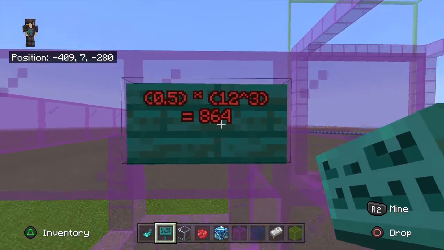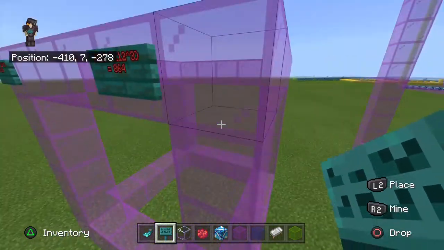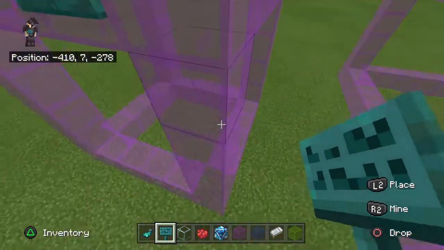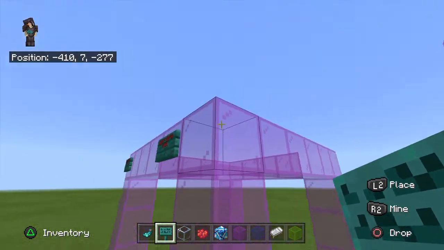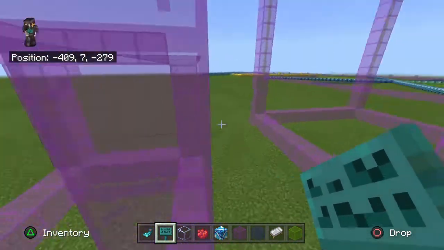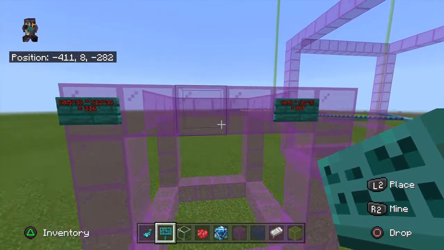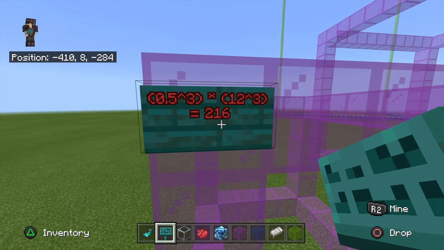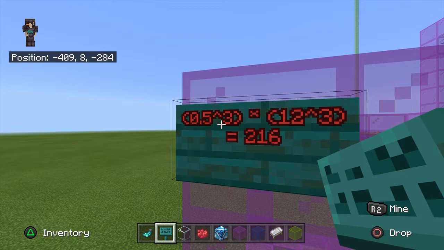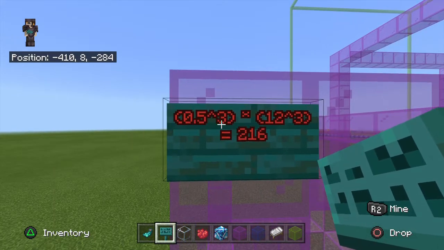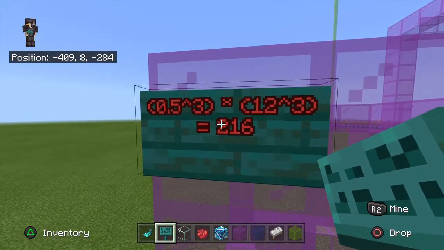If I do this, it says this has 864 blocks, which if this is a cubic inch block, this is 6 inches. 1, 2, 3, 4, 5, 6, and then it's 6 on all sides. So that doesn't come out to that. It comes out to 216 with this. 0.5 cubed times 12 cubed equals 216.